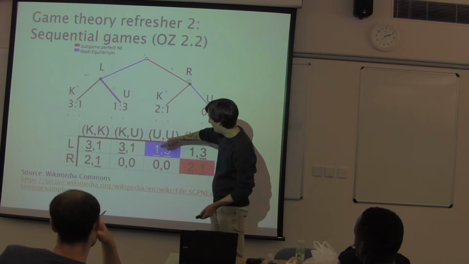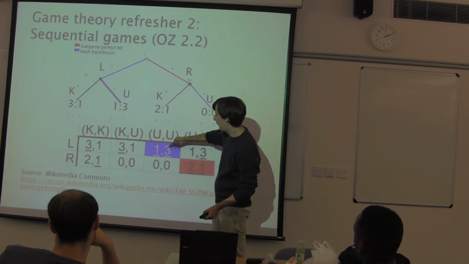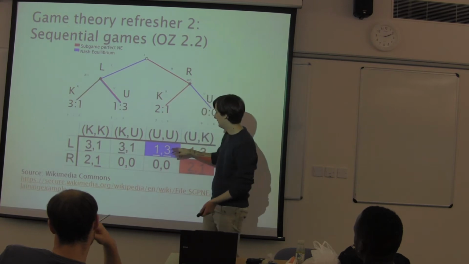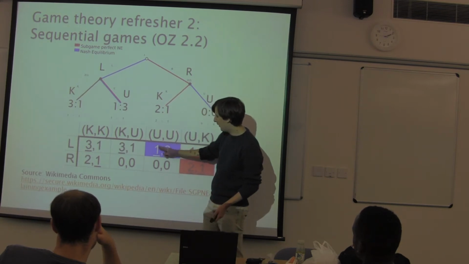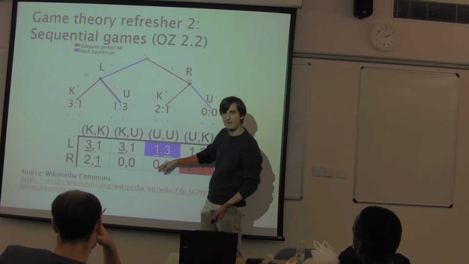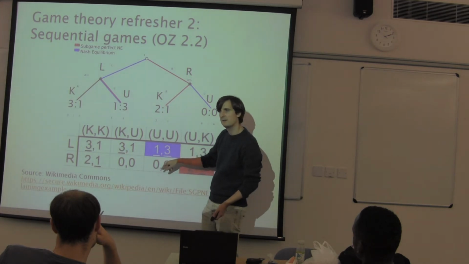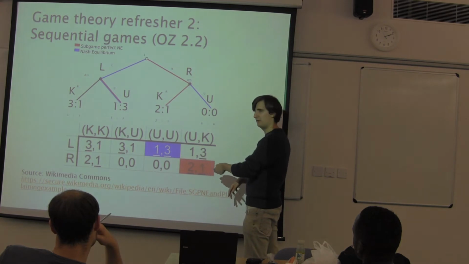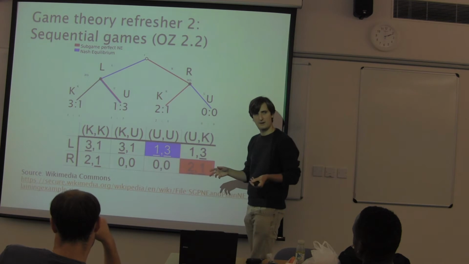Well, if you were player 2, here you're getting 3. You can't beat 3, so you don't want to deviate. Player 1 is getting 1. If he deviates to R, he's getting nothing, so he doesn't want to deviate either. So in this simultaneous move game, there are 2 Nash equilibria. But only one of them is what we call subgame perfect.